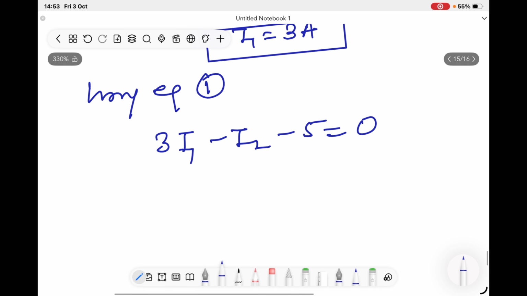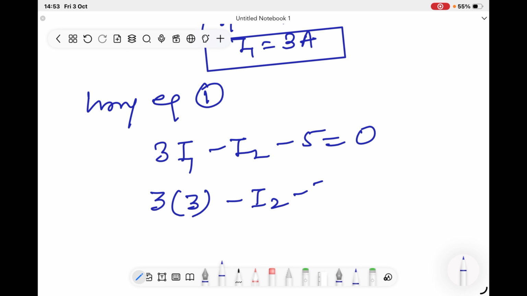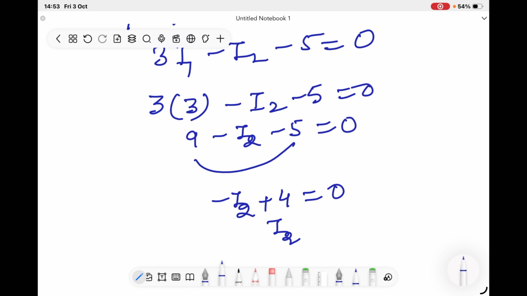You can substitute here I1. In these questions, generally, not always, currents are substituted with sign. By chance I1 is positive, so no difference. But if it comes negative, I have to take the sign. So minus 5 equals 0. So it is 9 minus I2 minus 5 equals 0. So 9 minus 5 is 4. And whose sign will come? 9's sign will come. So minus I2 equals minus 4. So I2 equals 4.